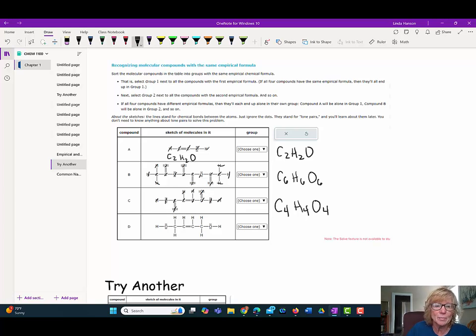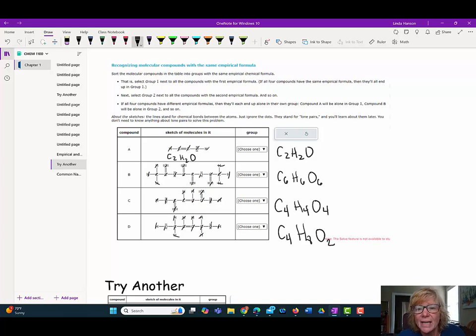And one more to go. Starting with carbons. 1, 2, 3, 4. And hydrogens next. 1, 2, 3, 4, 5, 6, 7, 8. And oxygens last. We have 1, 2 of them.